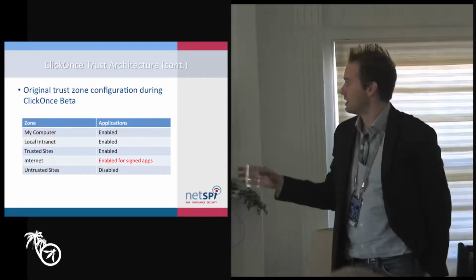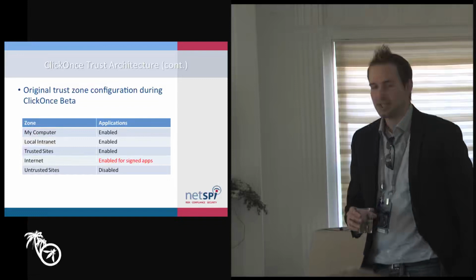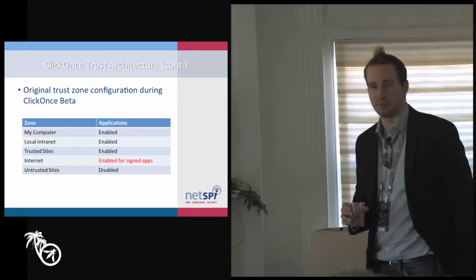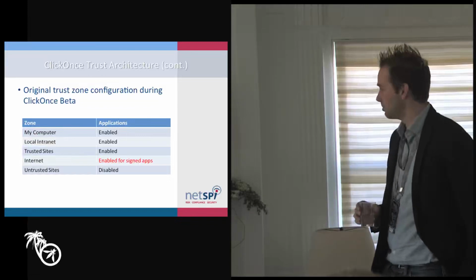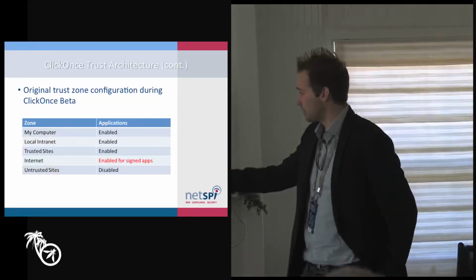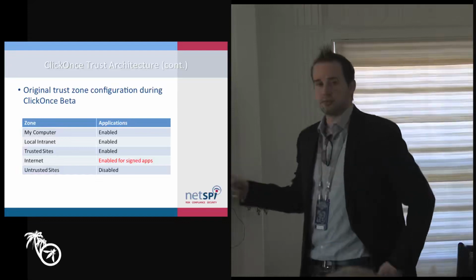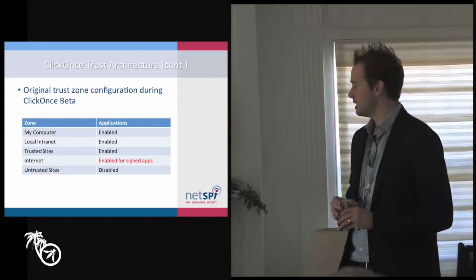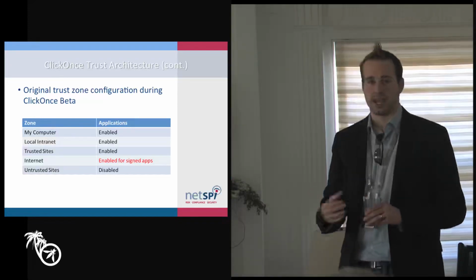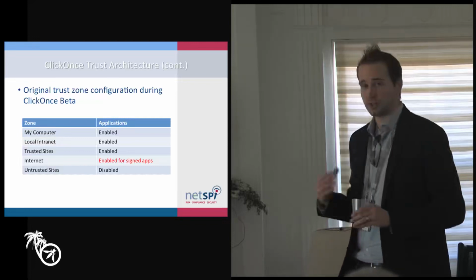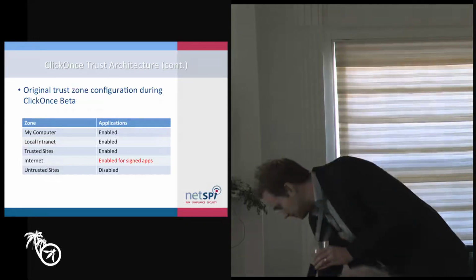So here is the original zone configuration when ClickOnce was actually being designed, when it was in beta. I believe that was .NET 2.0 when it was being developed. And you can see here in the internet side, if it comes from the internet, the prompt for users to actually trust it and to elevate privileges was enabled only for signed applications. And that's signed by a certificate authority. So it was looking promising at first.